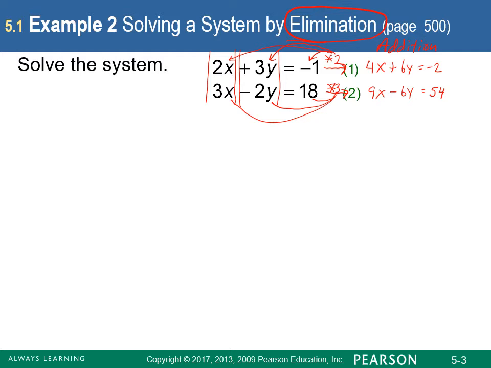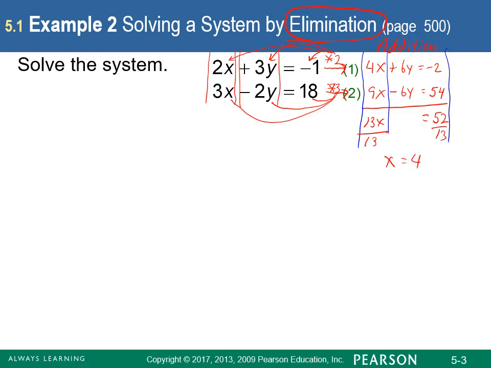So now we add in columns, and we get 4x plus 9x, which is 13x, 6y, negative 6y, which is 0. So we won't bother writing that down. And then negative 2 plus 54. And like with the previous technique, we now have an equation involving a single variable. To finish solving that, we'll divide both sides by 13.